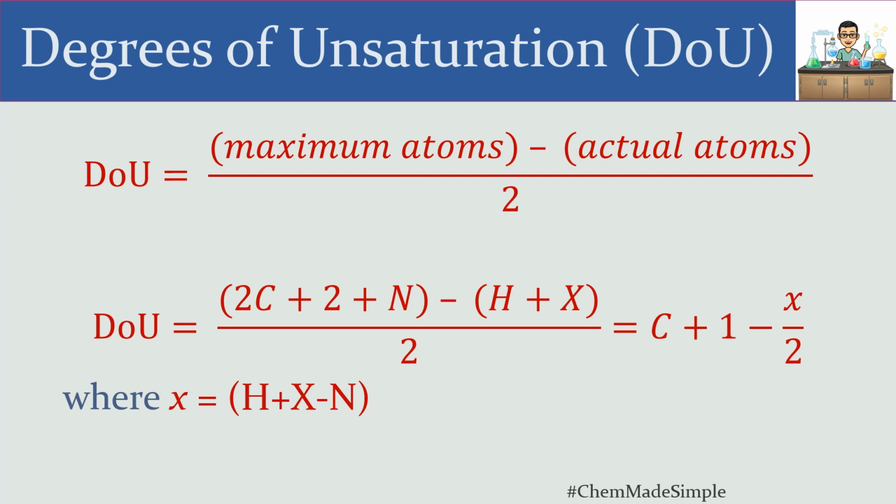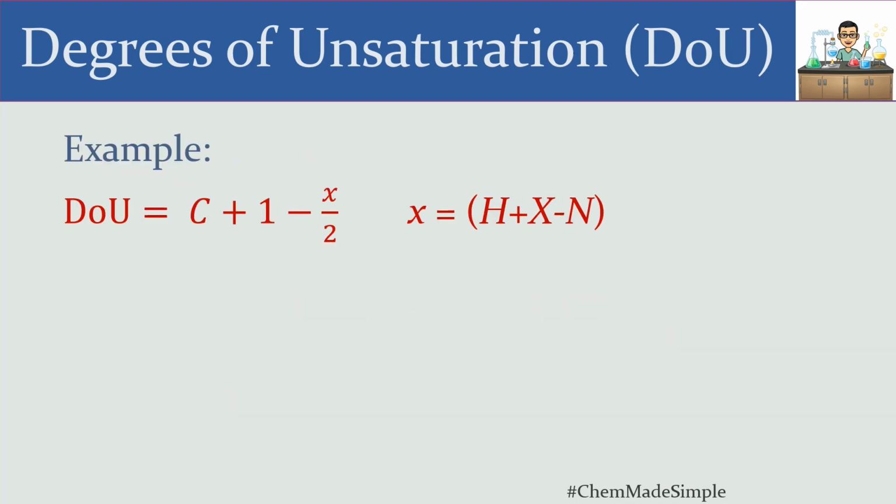So the first step you should do when you take a look at the molecular formula is take a look at how many hydrogens you have in that molecule, add the halogens, subtract the nitrogens, and then take that number divided by 2 and plug it into this equation. So carbons plus 1 minus this whole aggregate value here and divide by 2. Okay, so let's take a look at a couple of examples.